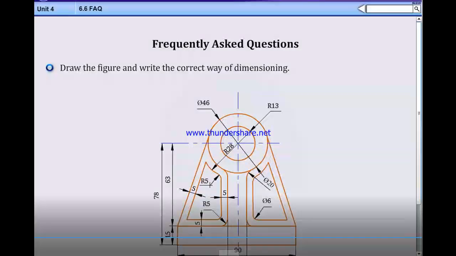Now let us observe frequently asked questions. It is one of the examples given in a previous example: draw the figure and write the correct way of dimensioning. With the information we have practiced, we found out the previous one. So we have to analyze how we can draw and place the correct dimensions.